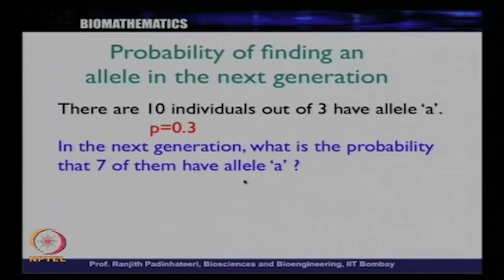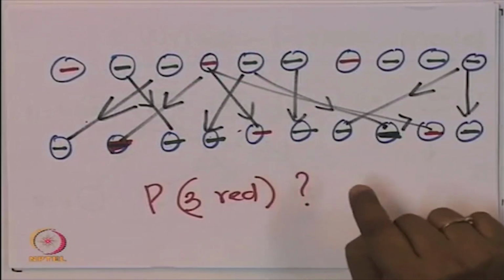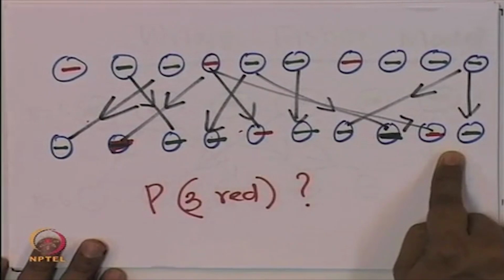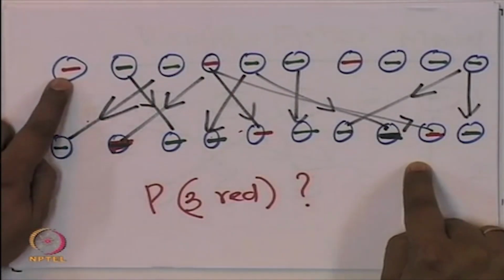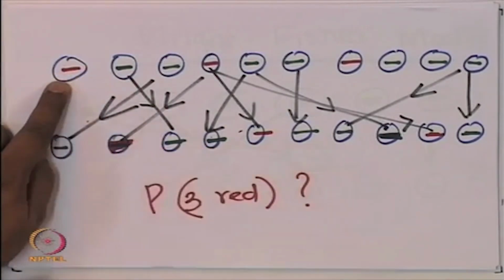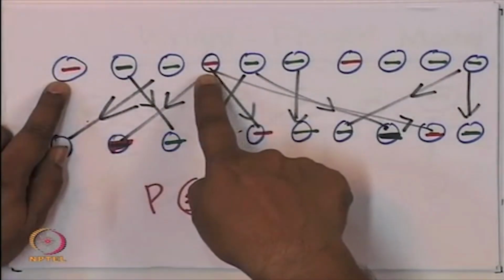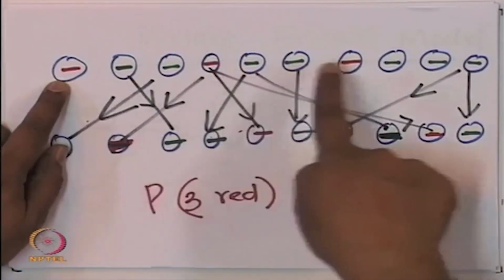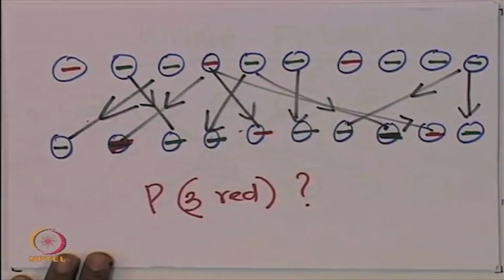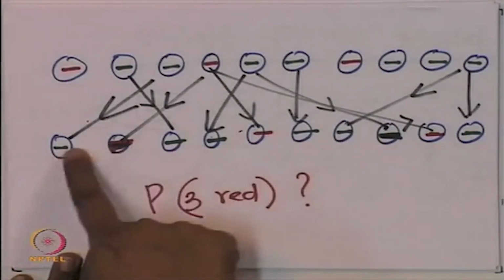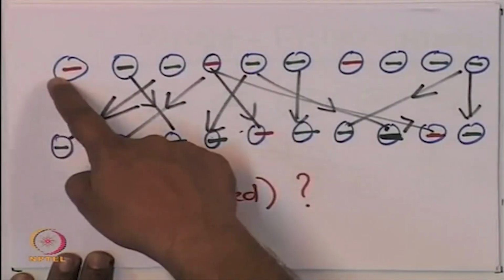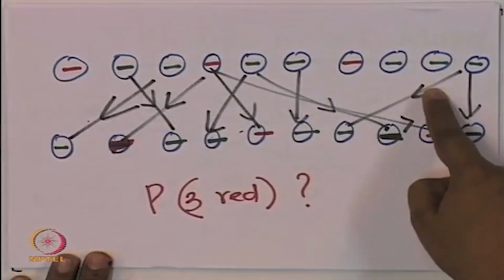So, in our example you can ask the question, what is the probability there are 7 reds in the next generation? To have 7 red, let us say this red had 2 offspring, this had 2 offspring, so 2 and 2 is 4, and this had 3, then there will be 7. So, to have 7 reds in the next generation, each of these will have to have multiple offspring, then only there will be 7.